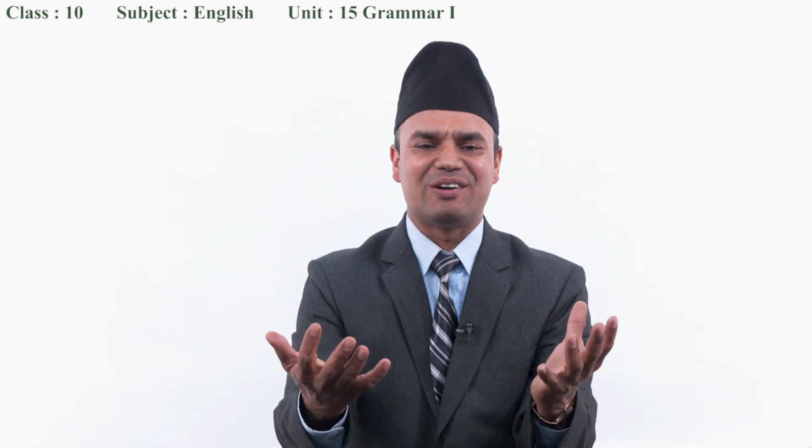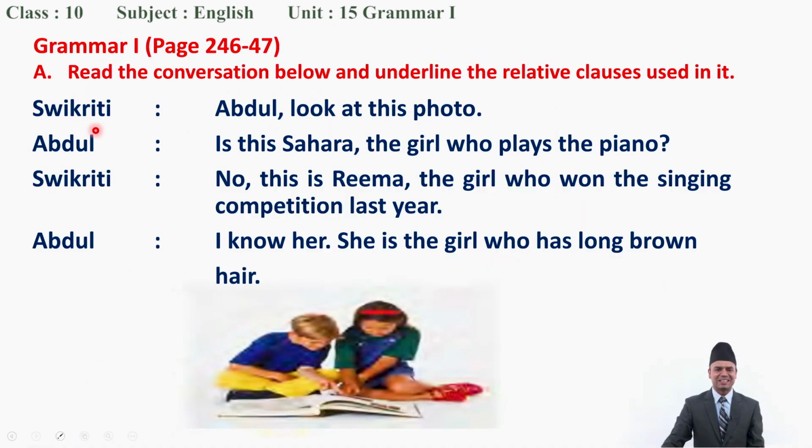There is a dialogue between Swikriti and Abdul. What is question A? Read the conversation below and underline the relative clause used in it. Now you can easily underline because you know the concept. I have described what a relative clause and a relative pronoun are just before. Now I hope you can easily recognize that clause and underline it.